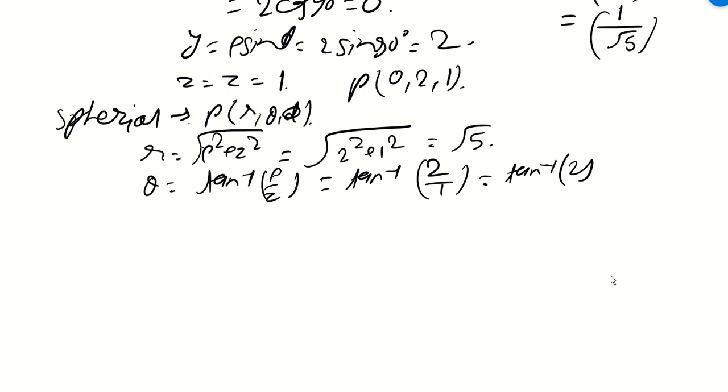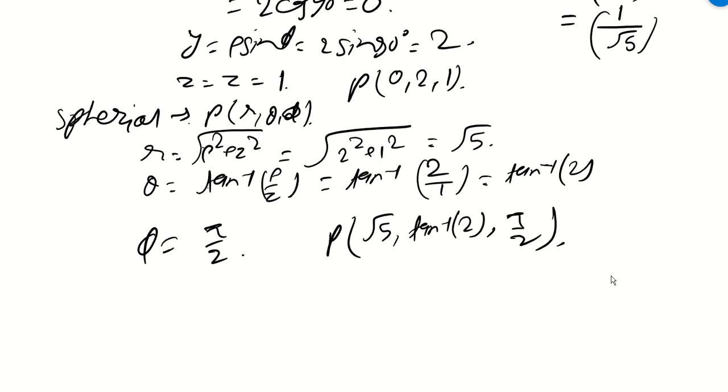Then next was phi. So phi is the same in cylindrical as well as in spherical. So phi will be my pi by 2 only. So my point in spherical coordinate is root 5, then tan inverse 2, and then pi by 2. Okay.